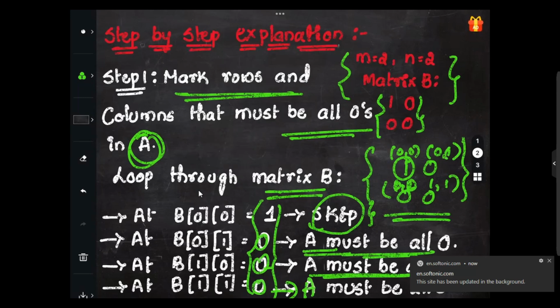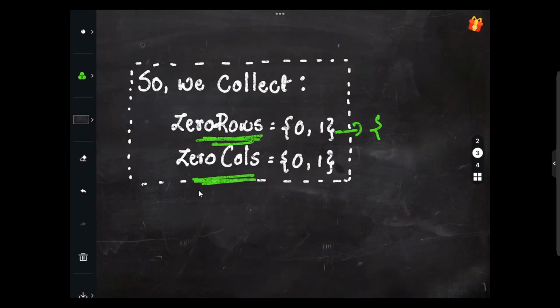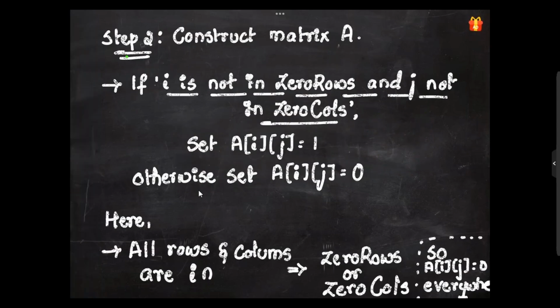This one, 0 comma 1, 0 comma 0 and 1 comma 1, is having the value 0. So for the 0 rows and 0 columns we will be considering 0 comma 1, and for the 0 columns as well, so 0 comma 1, right? I hope this is clear and easy to understand, right?